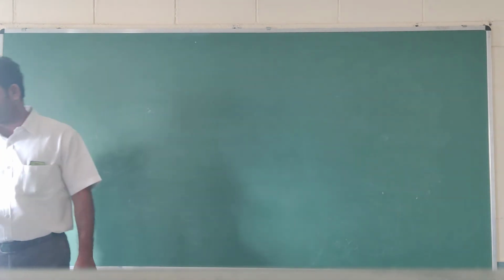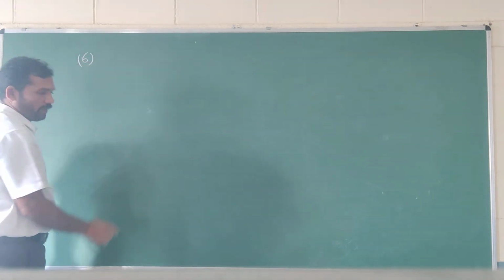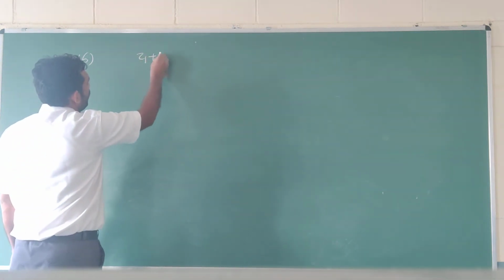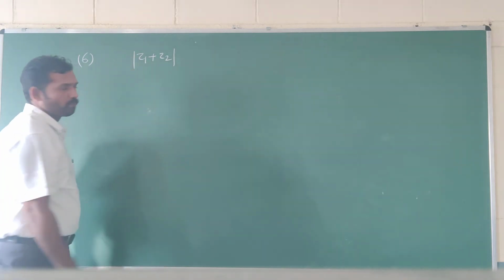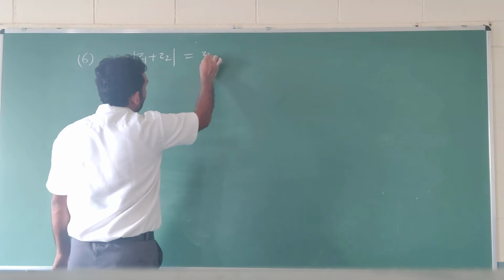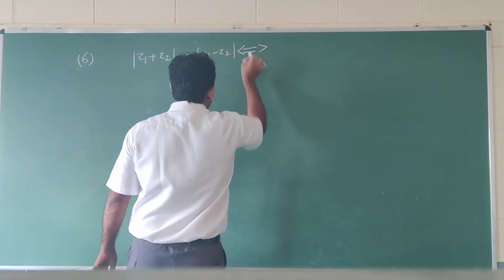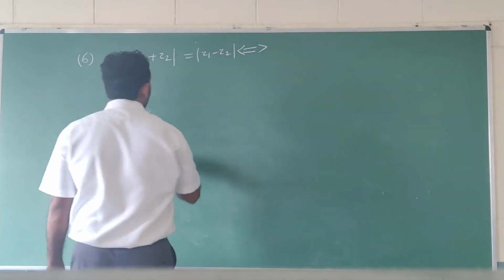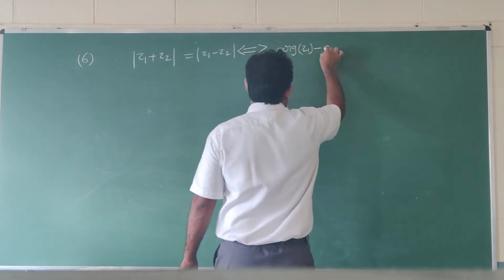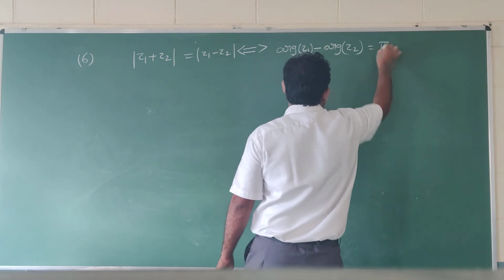Next, the sixth point, a very, very interesting point. This was already given in the morning, in the last class. Modulus of z1 plus z2 is equal to modulus of z1 minus z2 if and only if argument of z1 minus argument of z2 is equal to pi by 2.